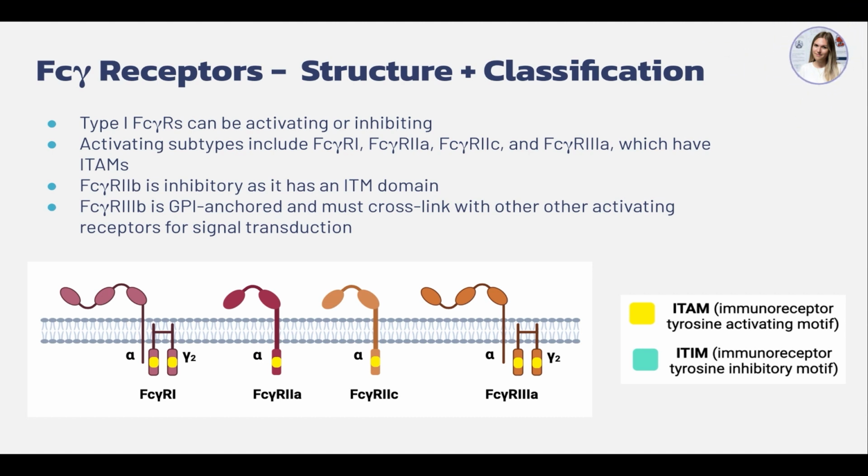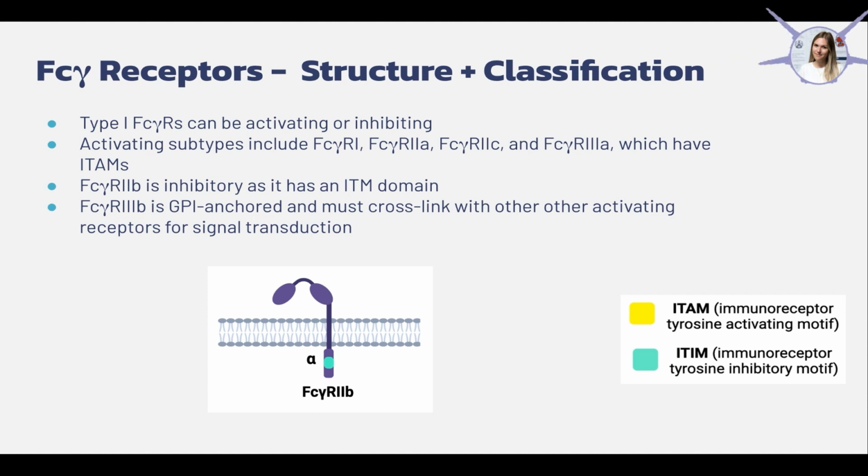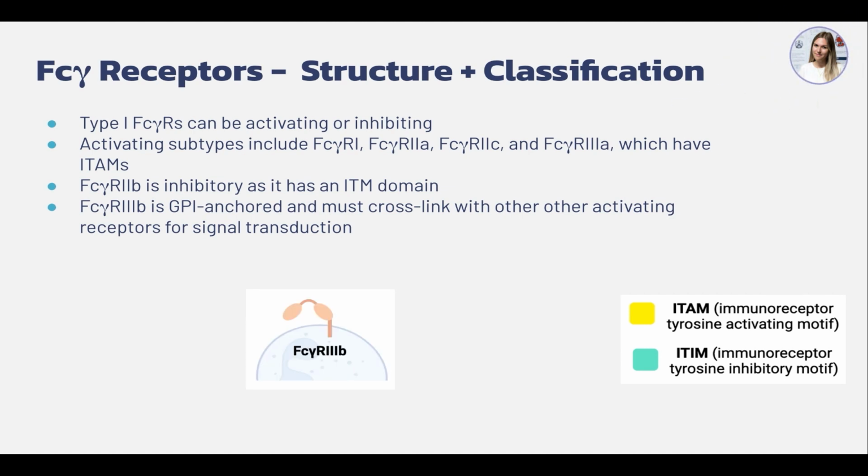As humans, we express 4 activating subtypes. These receptors include immunoreceptor tyrosine activating motifs, or ITAMs for short, which are intracellular domains that activate downstream signaling cascades when they are phosphorylated. On the contrary, the sole inhibitory Fc gamma receptor is Fc gamma R2b, which contains an immunoreceptor tyrosine inhibitory motif, or ITIM for short. We also express GPI-anchored FcR3b, which cross-links with other activating receptors to achieve synergistic activation.